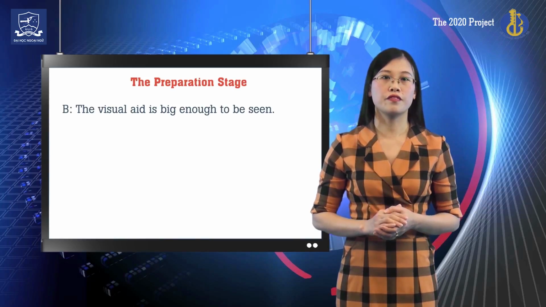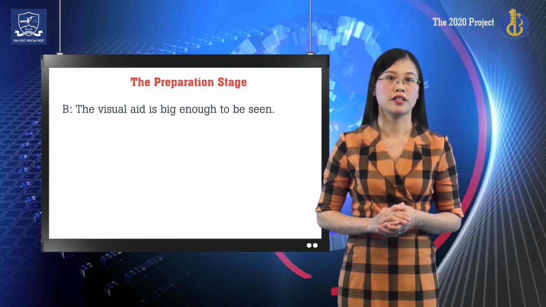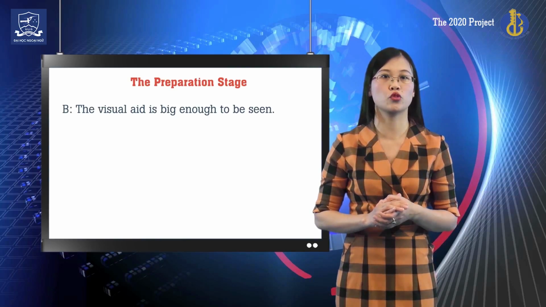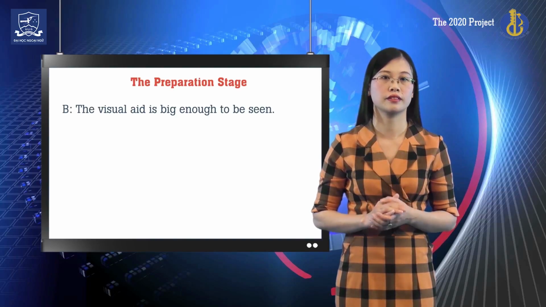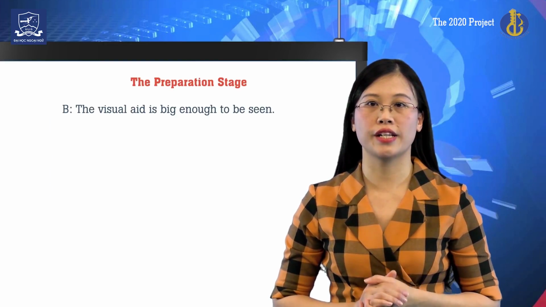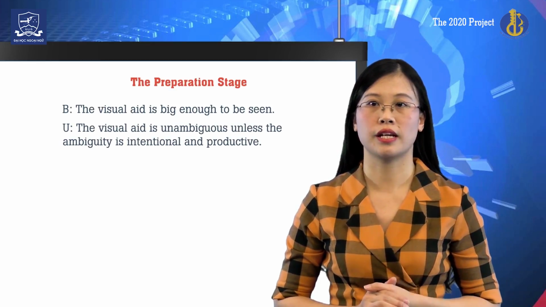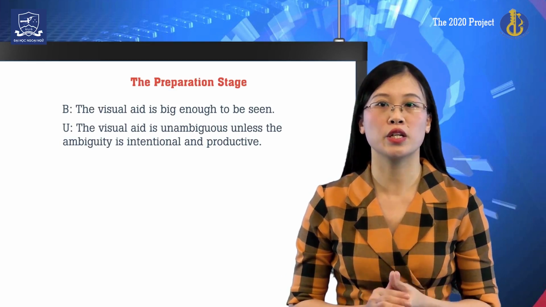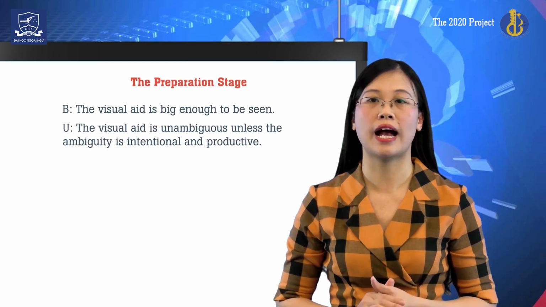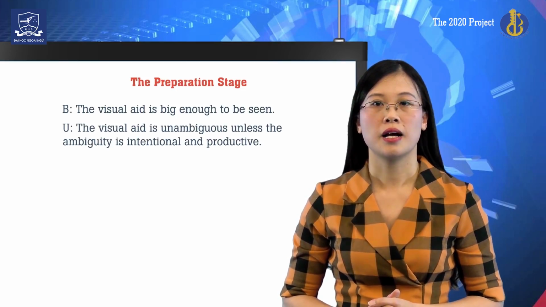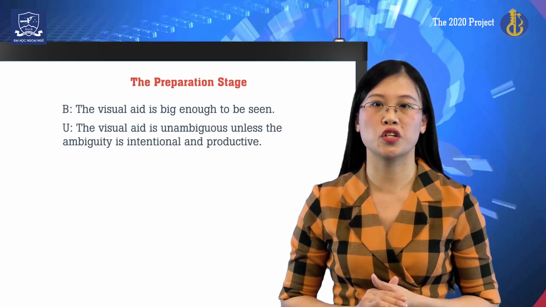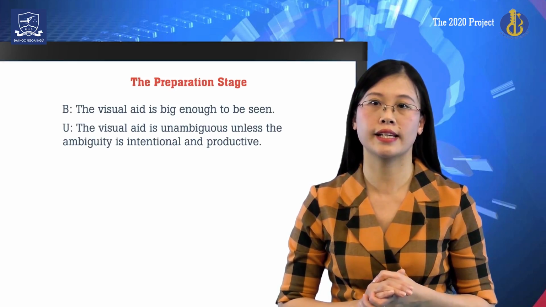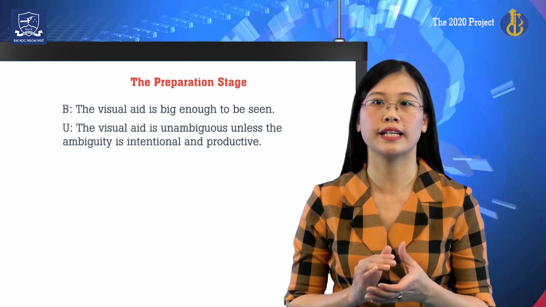Second, the visual aid should be clear so that students do not have to try hard to see what is shown in it. Third, the visual aid ought to be unambiguous unless the ambiguity is intentional and productive. By unambiguous, I mean the visual aid should be as simple as it can be for the purpose it has to serve.